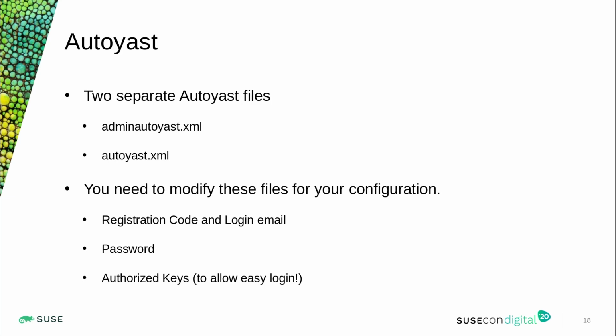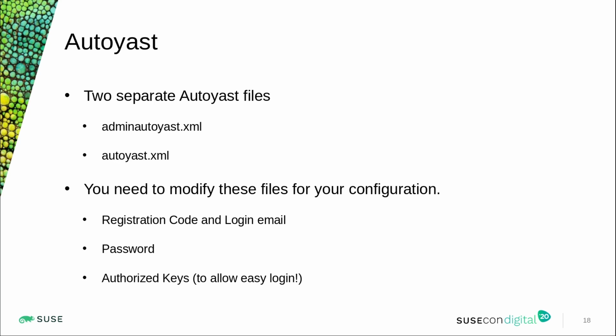So AutoYast: there are two AutoYast files that are included with this system. There's one called admin AutoYast, and if you look at the admin AutoYast file, that lets you set up a complete admin system. It basically will do this with SLE 15 SP1. And then there's also an AutoYast file that defines how I set up the individual nodes for the Kubernetes cluster.